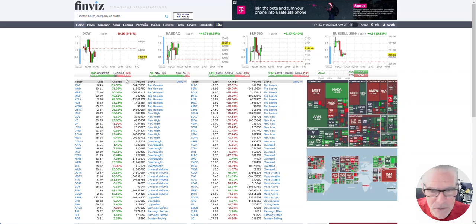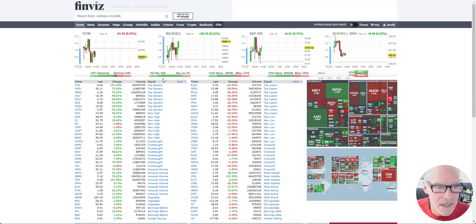Below that, you've got some market internal ratings. You've got how many stocks are going up today, how many are going down. When that is right about even, you know it's a pretty flat, mixed market. That's pretty much where we're at today. Things are pretty mixed. Not a whole lot of bullishness as we saw yesterday, but not much bearishness either.